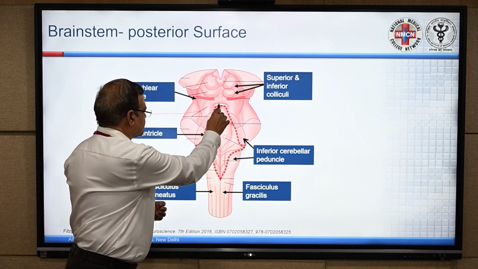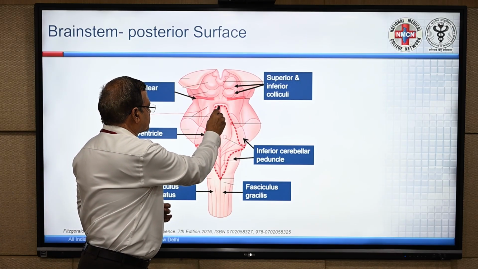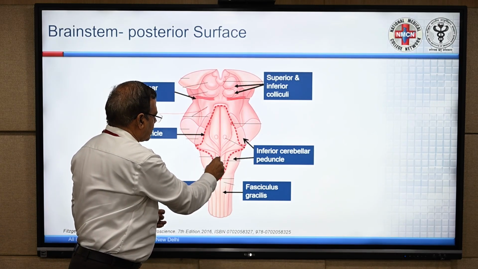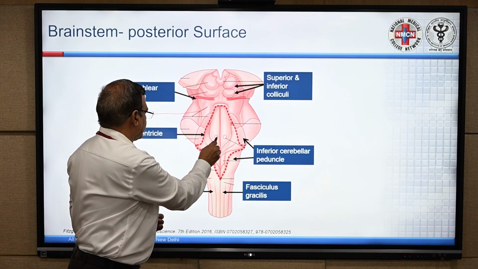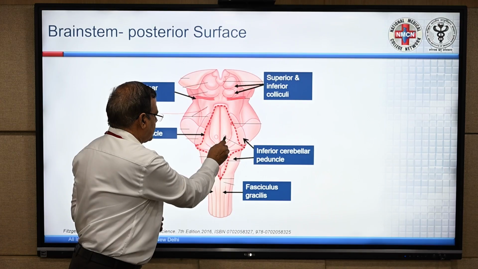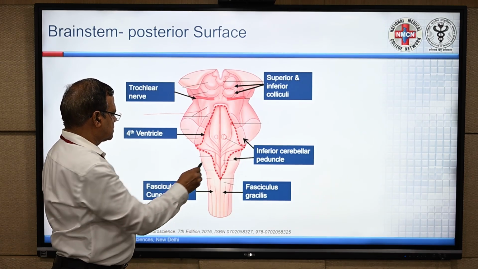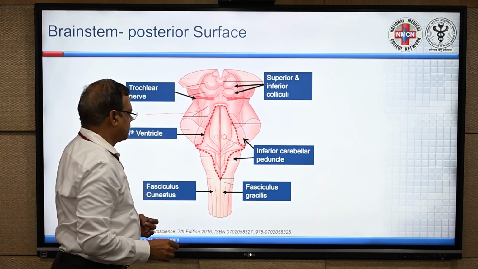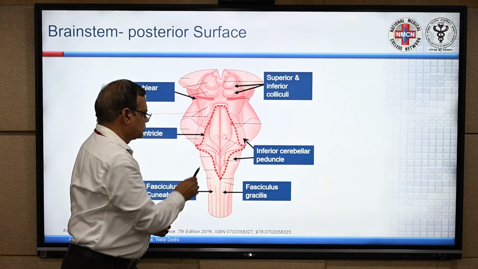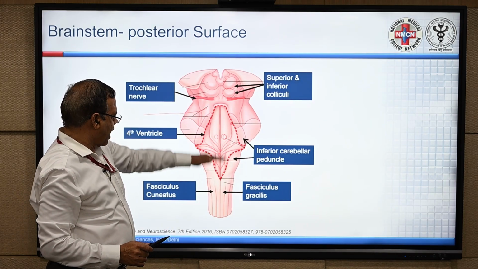Below that, what you see is the open part of the fourth ventricle. This is the midline and the median eminence. In the median eminence, in the upper part, you see the facial colliculus, and these fibers are called the internal arcuate fibers, at the junction between the posterior surface of the pons and medulla.